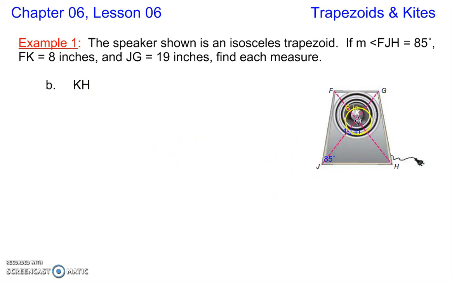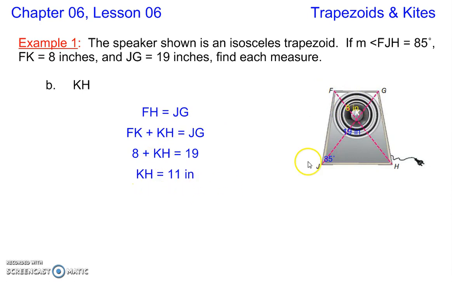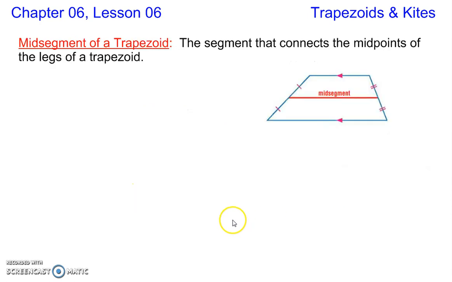If I want to find the length of KH, well, I know that this diagonal is 19 inches, and these two diagonals are the same length. So that means that FH is also 19 inches. Together, FK and KH give me 19 inches, the same length as JG. So then we substitute 8 in and subtract 8. We find that KH is 11 inches.